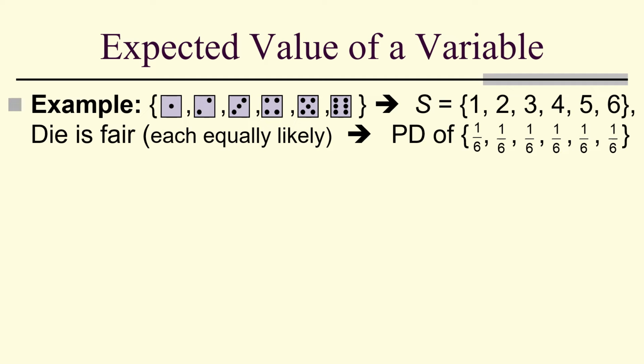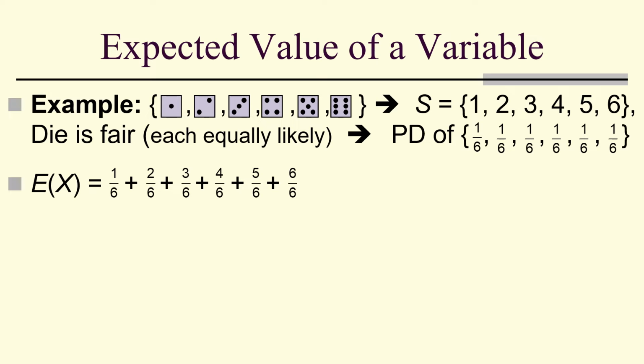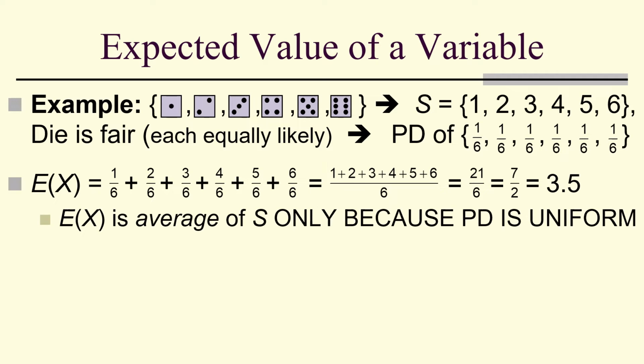Let's look at an example. Suppose we have 6 outcomes of a die, and our sample space is numerical. S equals 1, 2, 3, 4, 5, 6. And if the die is fair, then we have a probability distribution that's uniform, 1/6, for all outcomes. The expected value is 1/6 times 1 plus 1/6 times 2 plus 1/6 times 3 plus 1/6 times 4, and so on and so forth. But that is just 1 plus 2 plus 3 plus 4 plus 5 plus 6 over 6. 21 over 6, or 7/2, or 3.5.